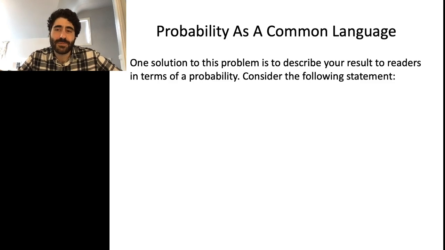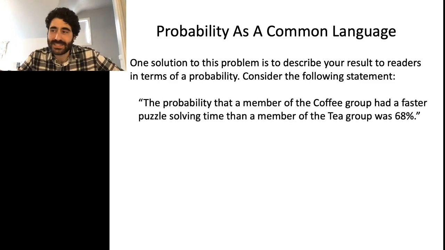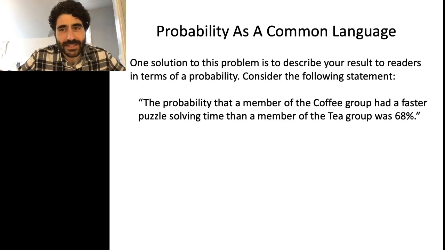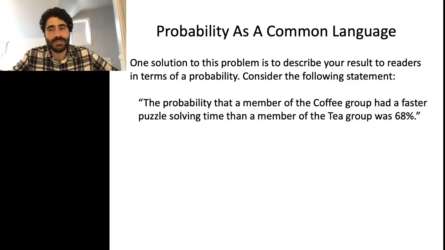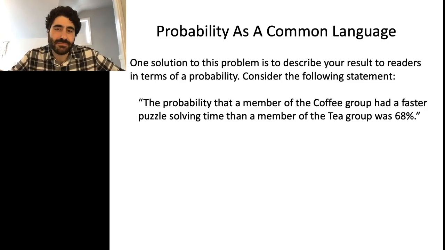So for example, if we think back to our coffee tea example from a few lectures ago, we had people solving puzzles that were either tea drinkers or coffee drinkers. And so one way of reporting the effect size in that experiment would be to say the probability that a coffee drinker is faster than a tea drinker is 68%. This, I think, gives at least a decent intuition for what's going on in this data set, right? It tells you that if you pick a coffee drinker and a tea drinker at random, it's likely but not sure that the coffee drinker is going to be faster, right?